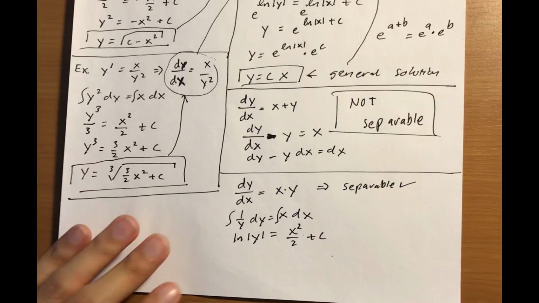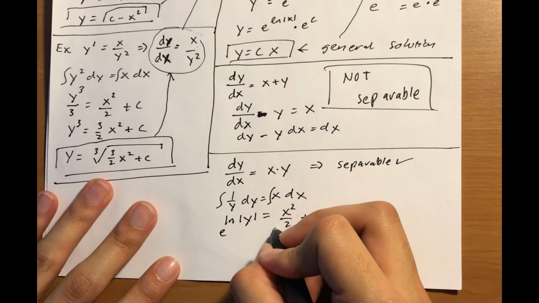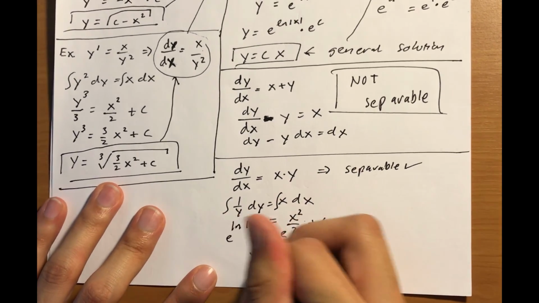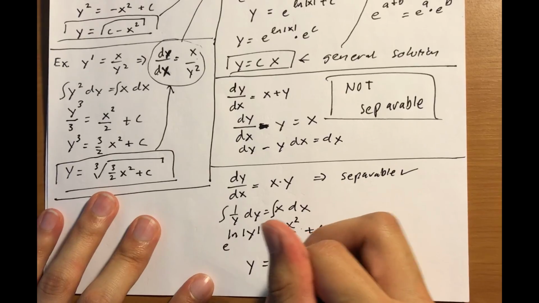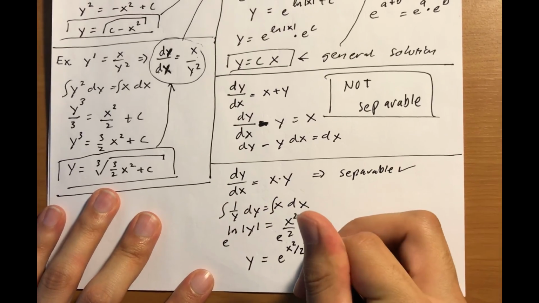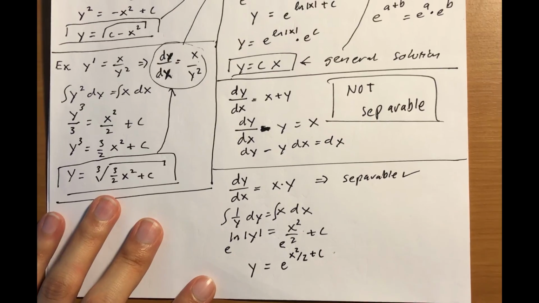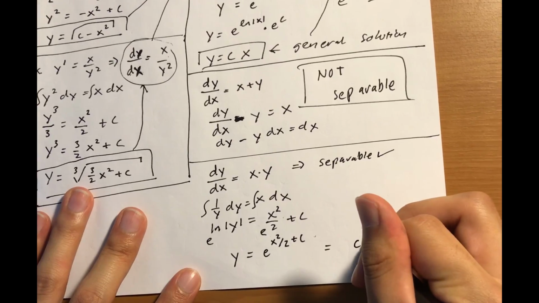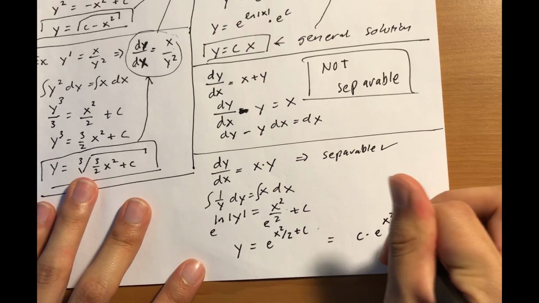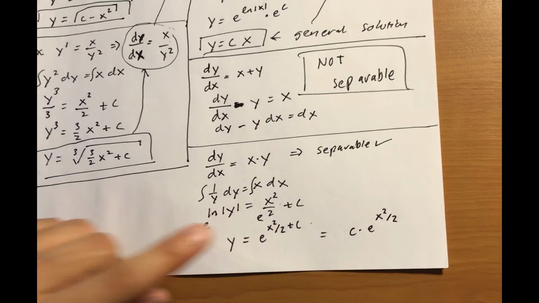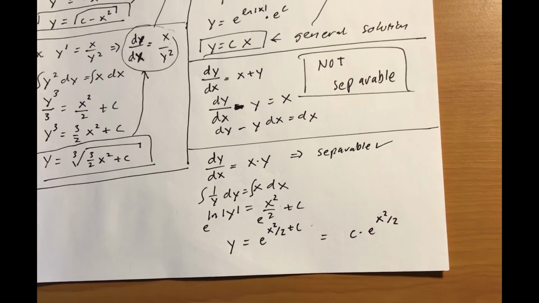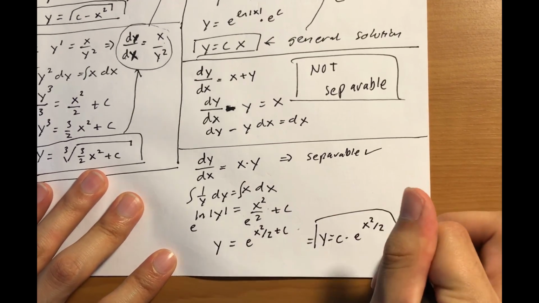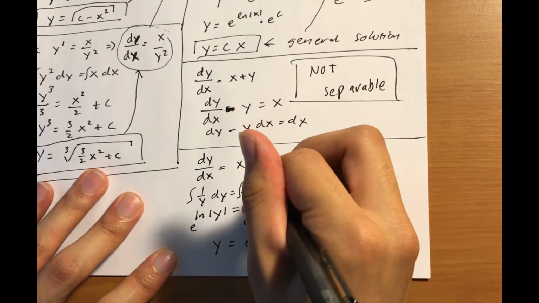And now, what can we do here? Use e to eliminate the natural log on this side. So now we just have y equal to e to the x squared divided by 2 plus c. And remember from the power rules, this just equals c times e to the x squared divided by 2. As you can see, we didn't have a natural log that could cancel out the e. So this would just be your general solution to this equation.